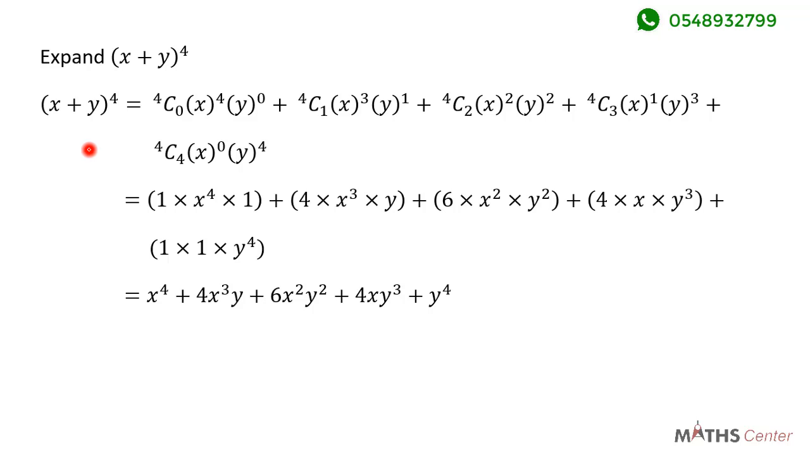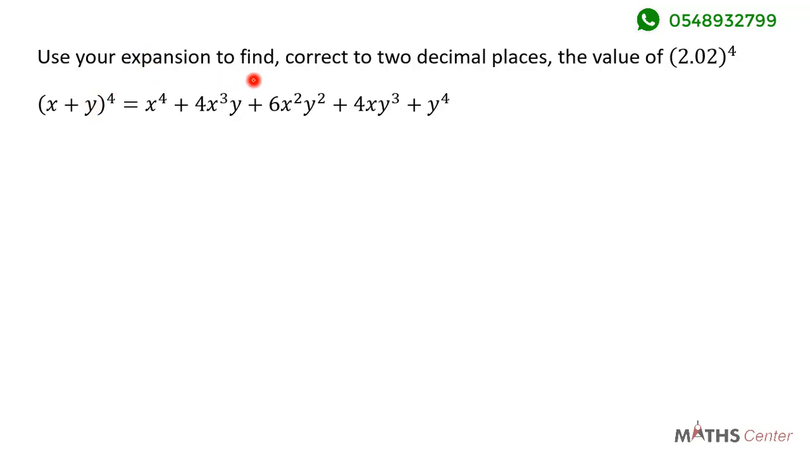Let's consider the second part of the question. The second part of the question says that we should use the expansion to evaluate 2.02 exponent 4. Now this is the expansion. X plus y exponent 4 gives us x exponent 4 plus 4x cubed y plus 6x squared y squared plus 4x y cubed plus y exponent 4. So here, if we are going to use this expansion to evaluate 2.02 exponent 4, then we will have to express 2.02 exponent 4 such that it looks like x plus y exponent 4.